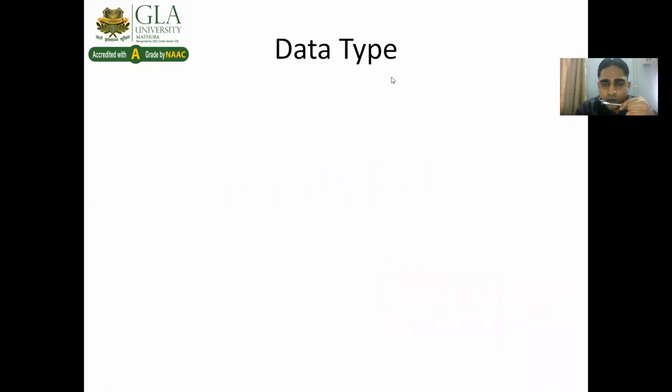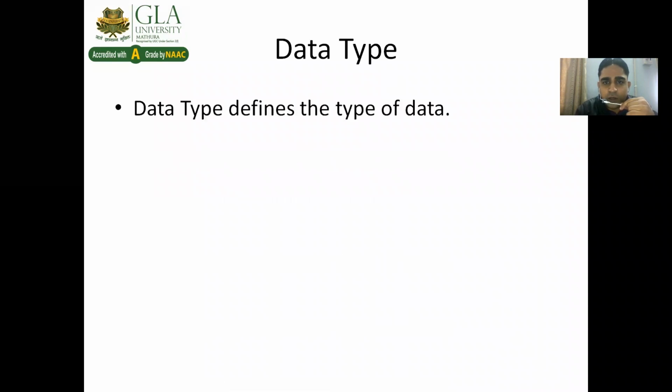So let's start with what a data type actually is. Data type defines the type of data. Every time we have some data, we have a type associated with it. The data can be an integer value, a float value, a boolean value, or some value in the form of a string. So anything and everything is always associated with a data type.